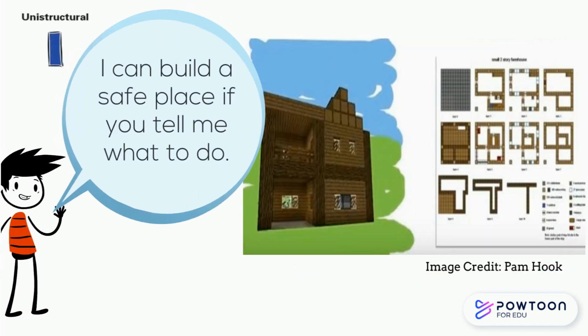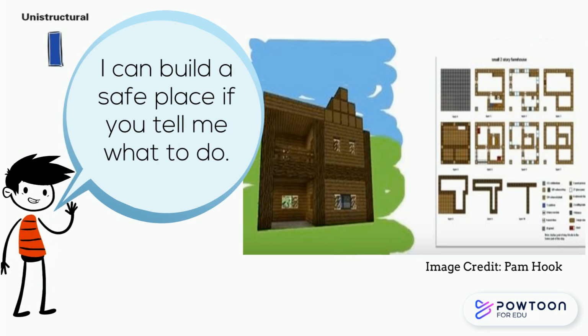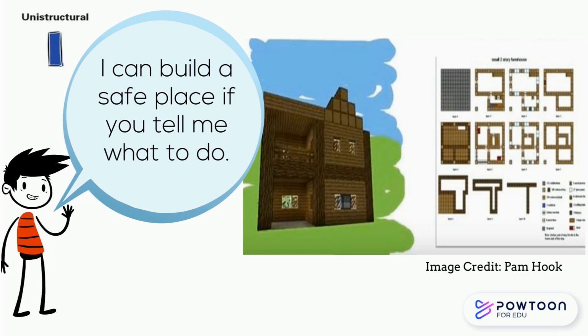Here, students may indicate they can build a safe place if you just tell them exactly what to do. So they can make simple and obvious connections, but the significance of which is not well grasped by them. In SOLO terms, they are said to be at the unistructural level of understanding.